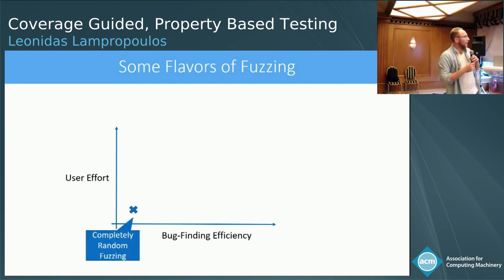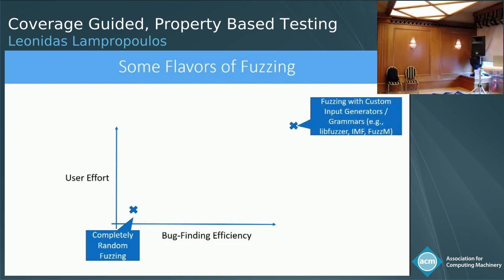On the bottom left, we have completely random fuzzing. We generate those binary inputs completely at random. That takes no user effort, but at the same time doesn't really find all the bugs. At the other extreme, at the top left, we have fuzzing with custom input generators. You can write your own grammar, generate mutations based on that grammar, and the more effort you put into it, the better your bug finding efficiency will be. But again, you have to spend all that effort in order to get there.